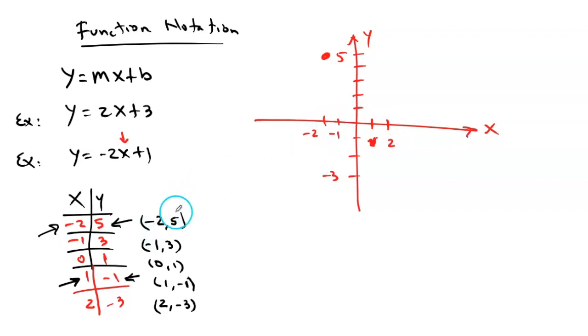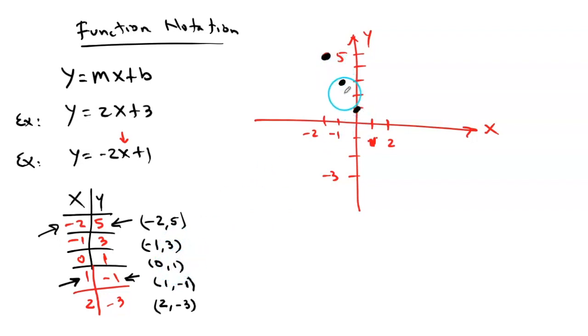We go negative 2. So we go negative 1, negative 2. And then from there, I go y, which is 5. 1, 2, 3, 4, 5. And that's where my point is. Negative 1, 3: remember, x values, negative 1 to the left, and 1, 2, 3 up. 0, 1: 0 in x, I'm not moving, so I stay there, and then I go 1 up for the y.